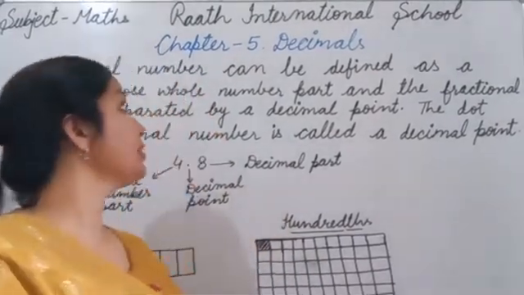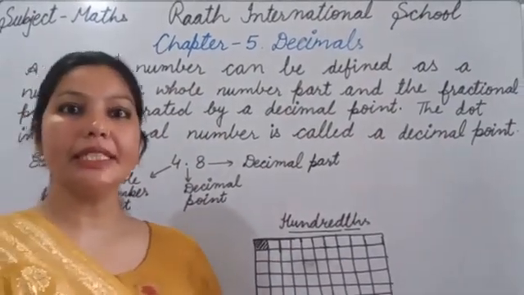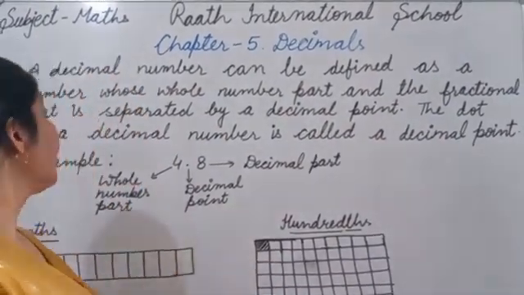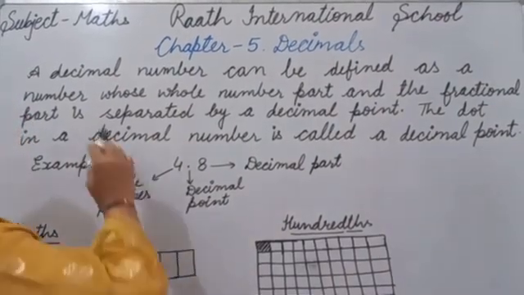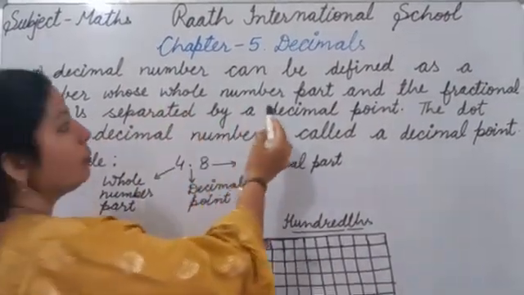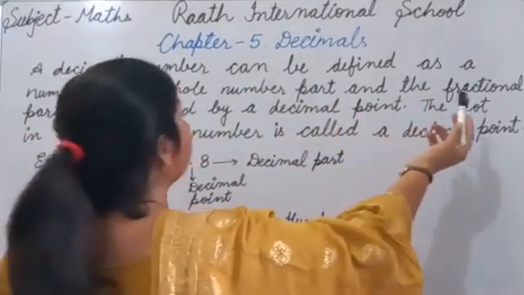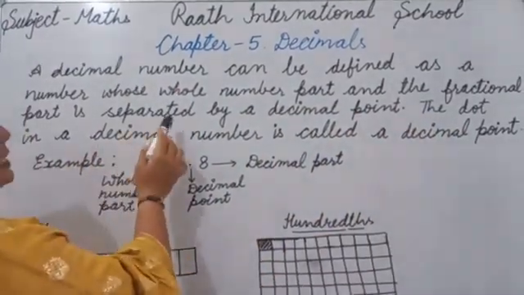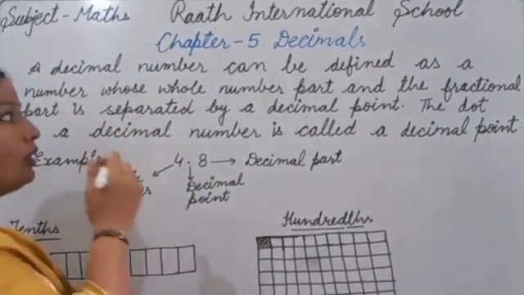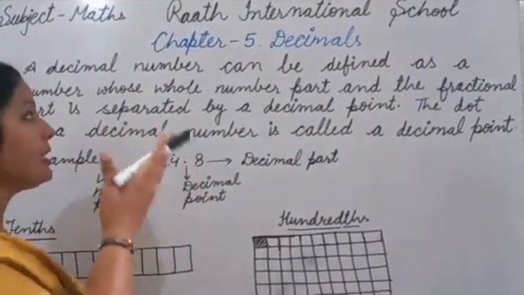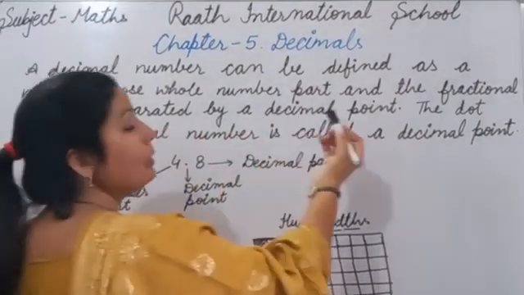Today we will start our chapter number 5, that is decimals. So what are decimals? A decimal number can be defined as a number whose whole number part and fractional part is separated by a decimal point. Okay? Whole number part and fractional part separated by a decimal point.